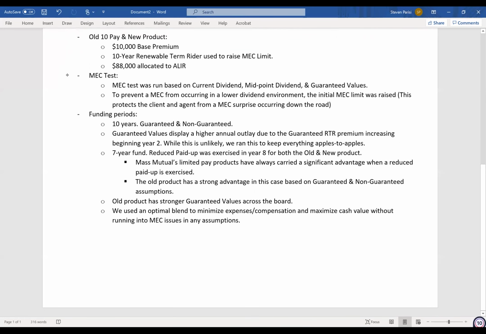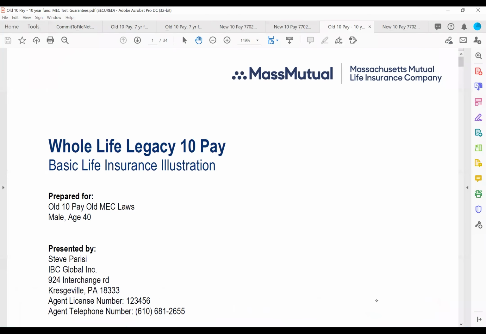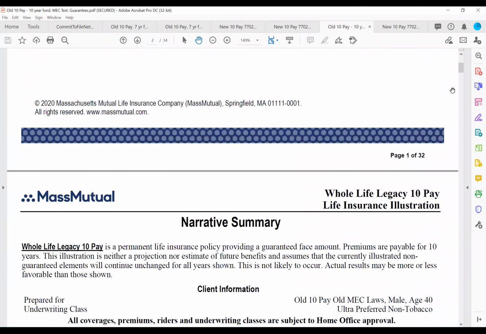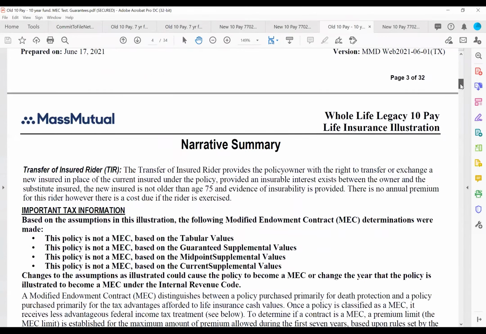So MEC test, this is huge here. And what I'm going to mention is very, very important. So the MEC test was run based on the current dividend, midpoint dividend, and also the guaranteed values. I'm going to show you exactly what I mean here. In fact, let's pull that up and then we'll touch on the next bullet point. So when I say MEC test was run based on all of those assumptions, here's specifically what I mean.